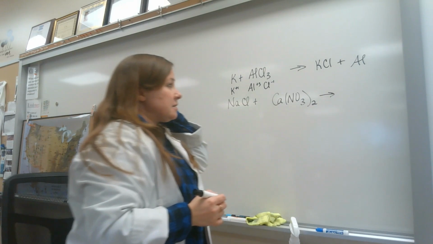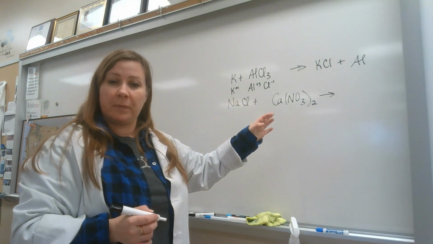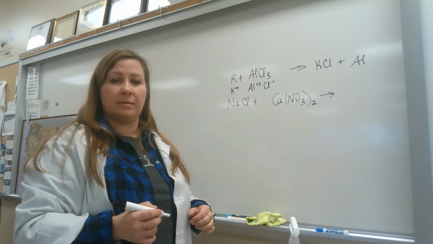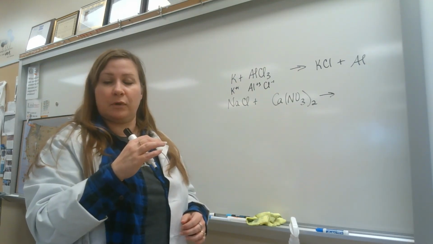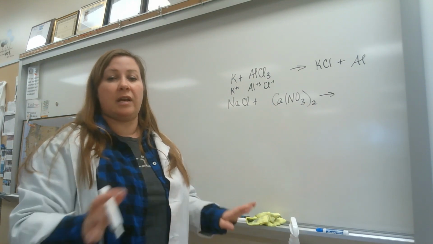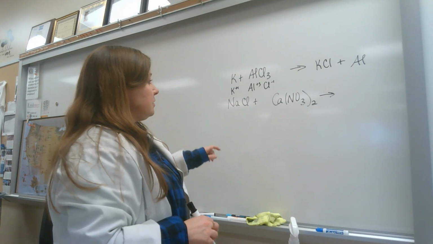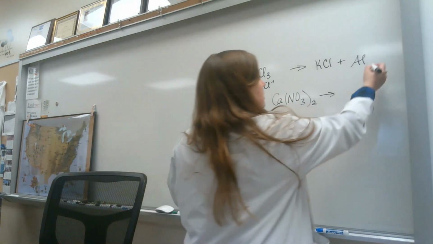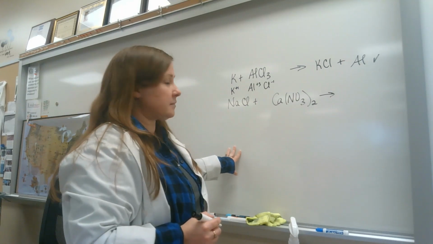So the question is, is potassium strong enough to kick out aluminum? And when you look at your activity series, you'll find potassium at the very, very top, which means it's strong enough to kick out anybody in any bond. Any metal, it'll kick out. So this reaction does happen, and that's the reaction you're going to get.